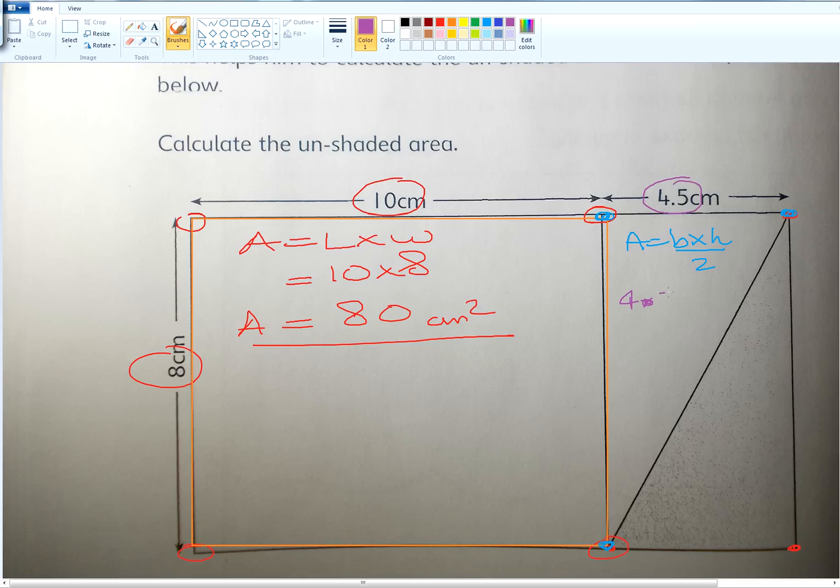Hang on a second. 4.5 times by the height. What's the height of this triangle here? What's this height here? The height is 8 centimeters. We use that 8 again. And then we have to divide everything by 8.